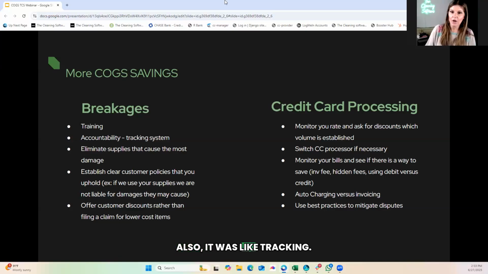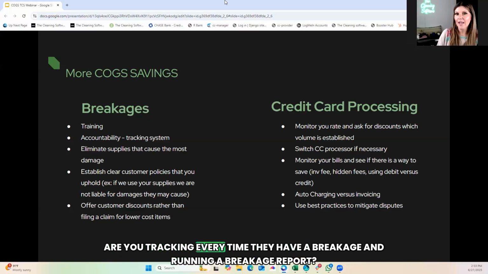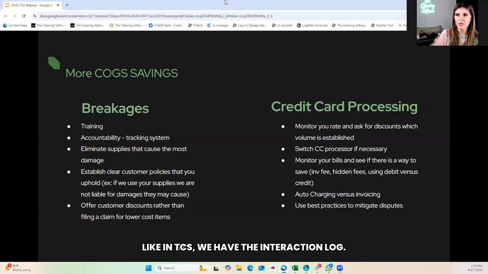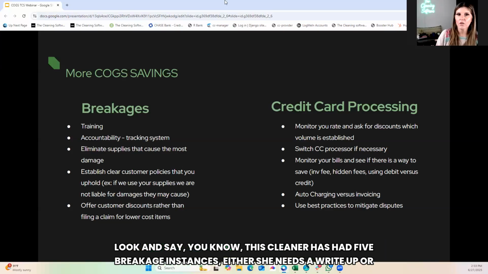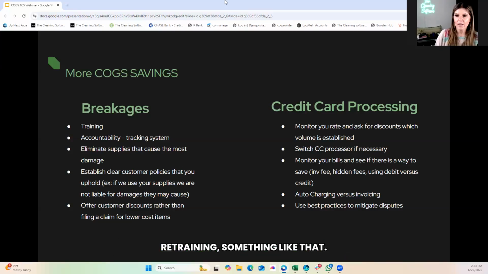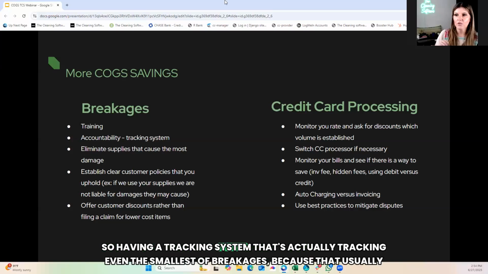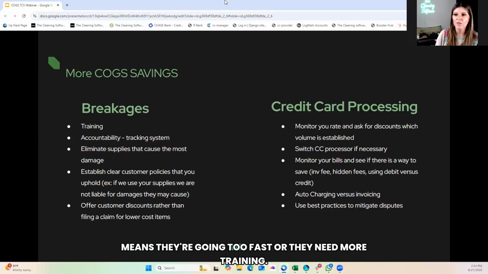Also, are you tracking every time they have a breakage and running a breakage report? In TCS, we have the interaction log every time they have a breakage, because then you can run a breakage report at the end of the month and say, this cleaner has had 5 breakage instances. Either she needs a write-up, a retraining, something like that. So have a tracking system that tracks even the smallest of breakages, because that usually means they're going too fast or they need more training.